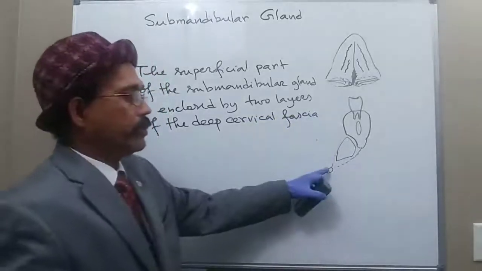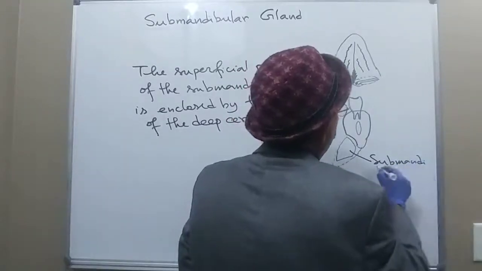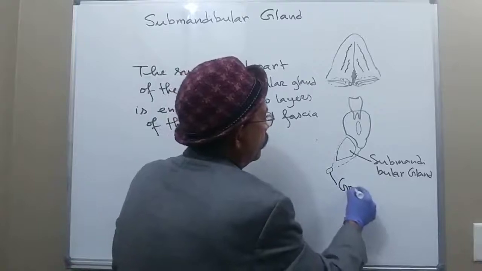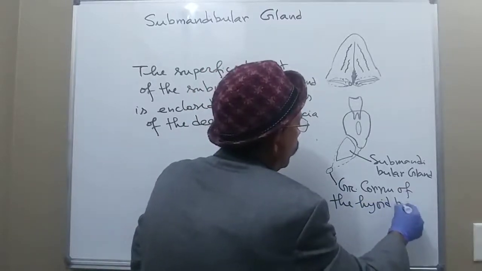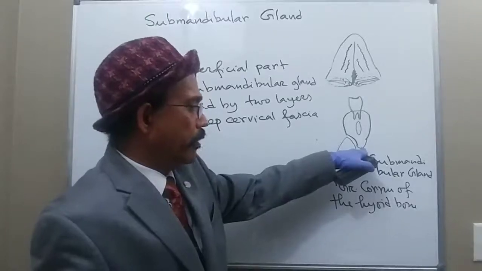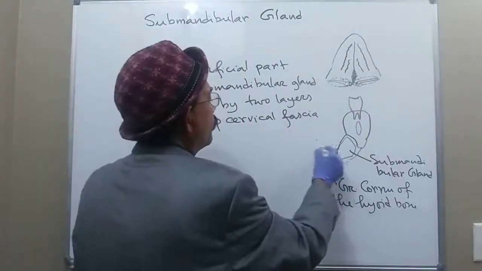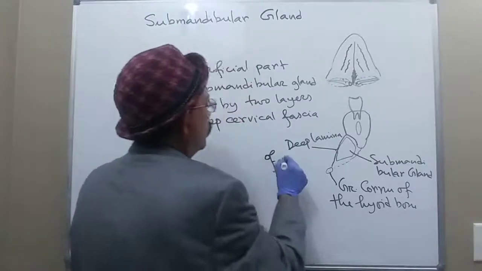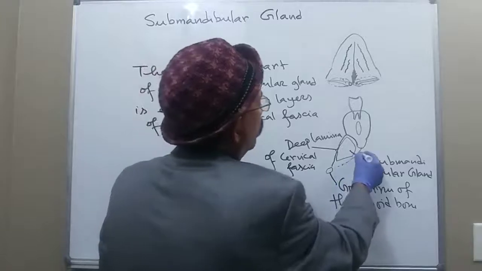If you look at this picture, this is the superficial part of the submandibular gland. And this is the greater cornu of the hyoid bone. The superficial lamina will attach to the lower border of the body of the mandible. The deep lamina will attach to the mylohyoid line. This is the deep lamina, and this is the superficial lamina of the deep cervical fascia.